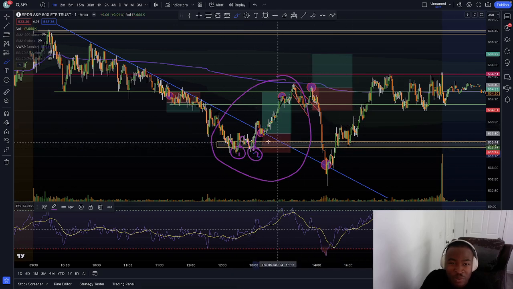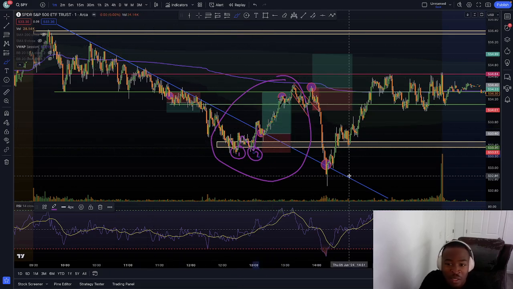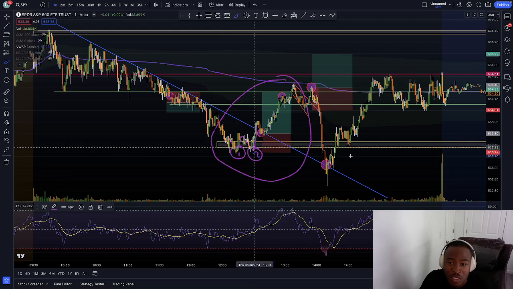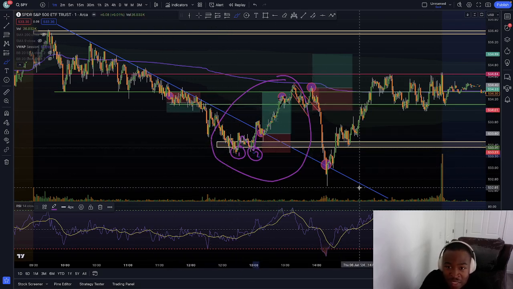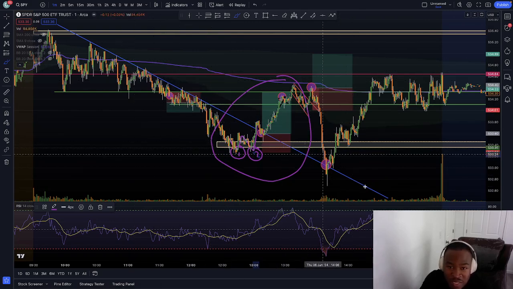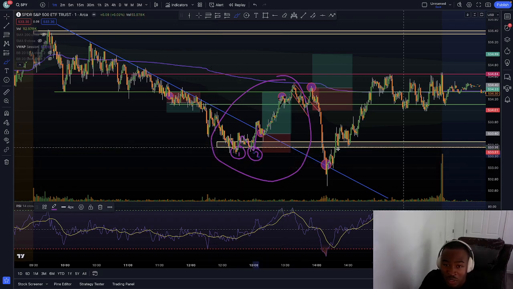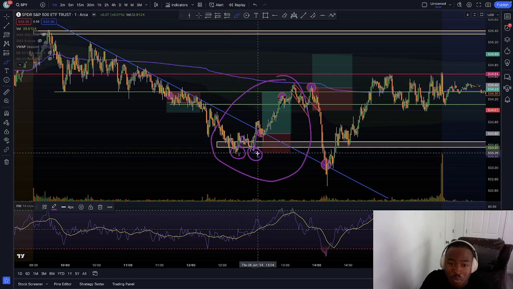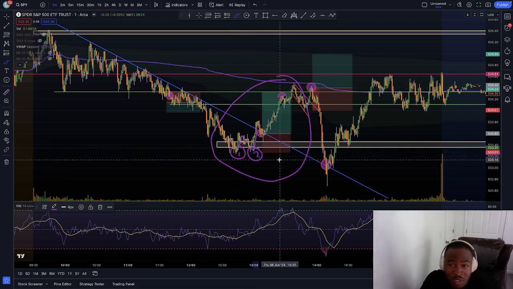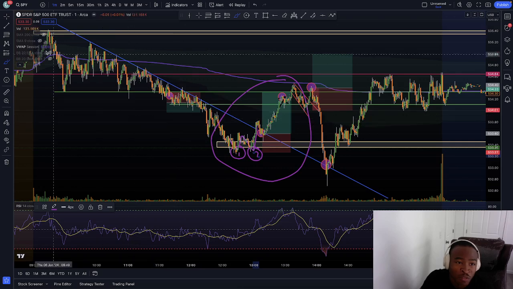So how many confluences is that? This line was one, this zone was two. So the resistance line was one, the demand zone was two. We saw a double bottom right here, which is three confluences. What's another confluence? Let's keep thinking, right?